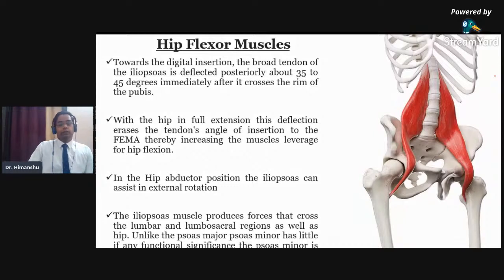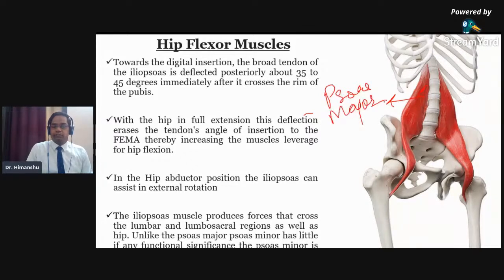So let us start with our first group of muscles, that is the hip flexor muscles. Whenever you see the hip flexor muscles, you can very beautifully see this particular thing here. This is the psoas major muscle which is coming. Psoas major muscle takes its origin from the transverse processes of the early lumbar vertebrae and continues down to the lower lumbar vertebrae also.